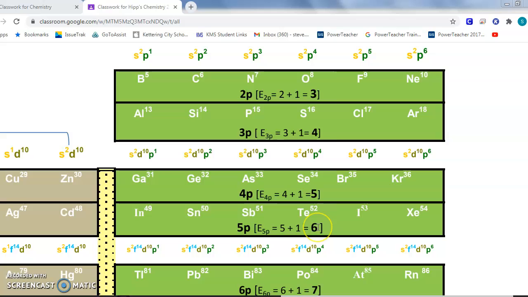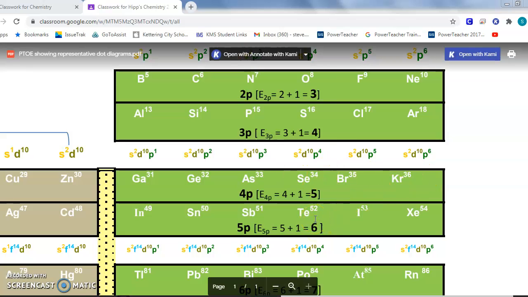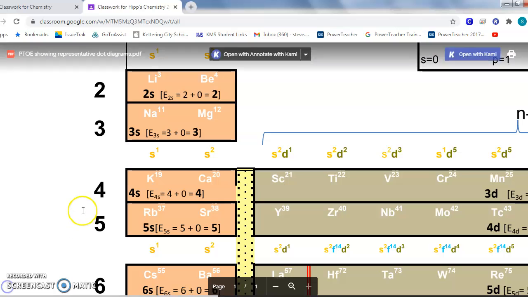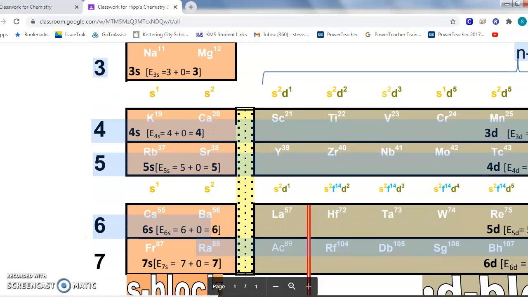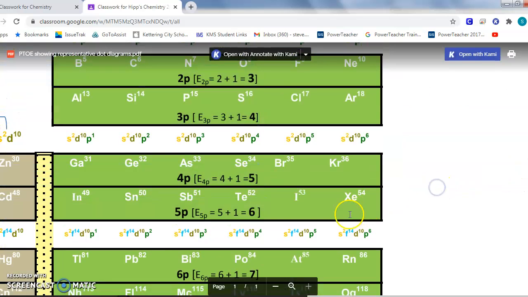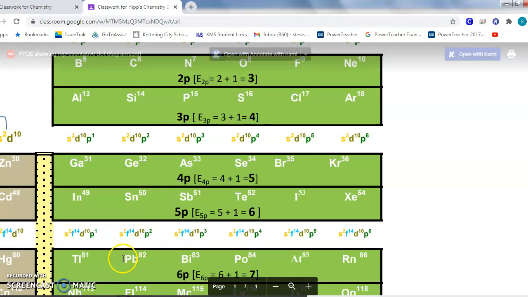The other way to do it is just jump up a row and go down to the right. So tellurium 52 is there. In this row, it's in the 5th row. I would go back to the 4th row. See, it's in the 5th row, so I go back to the 4th row. And on the 4th row on the end, we have krypton 36.